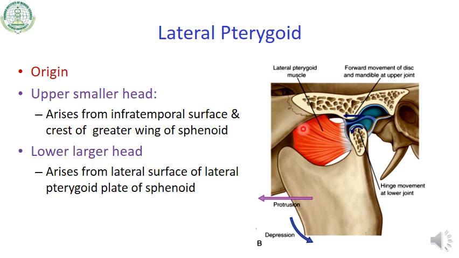The lower head, you can see here, this is the lower head, which is larger also, arises from lateral surface of lateral pterygoid plate of the sphenoid bone. So both the heads are coming from sphenoid bone. One is coming from the infratemporal surface and the crest of infratemporal surface of greater wing of sphenoid, and other is coming from the lateral surface of lateral pterygoid plate of the sphenoid bone.